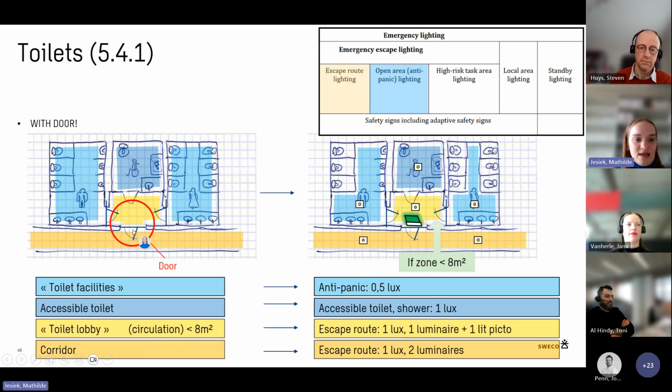If we have this same setup, but we will have a door here, it means that we don't have the redundancy, so we need to see each escape route separately. So this SOS will need an escape route or anti-panic fixture here. So you have 1 lux in this escape route SOS plus an internally lit picto, and on the escape route here, you will need 2 emergency luminaires that will make that you have 1 lux on the escape route.